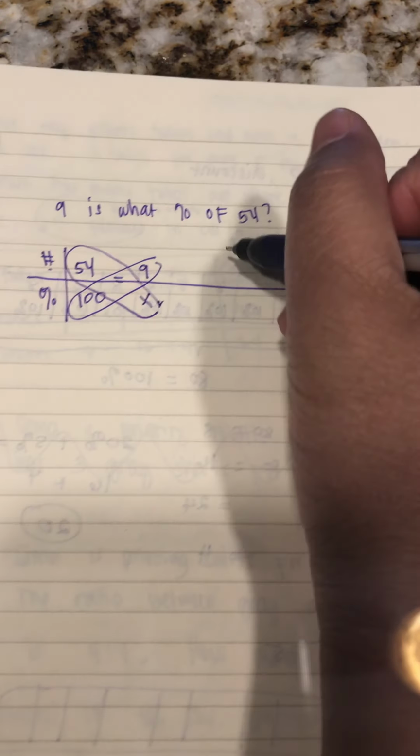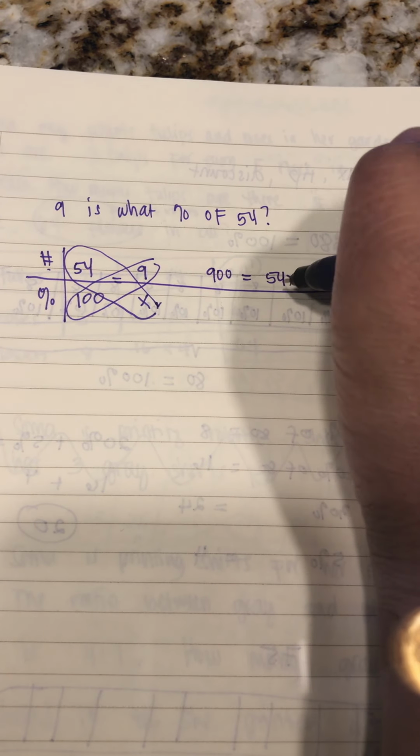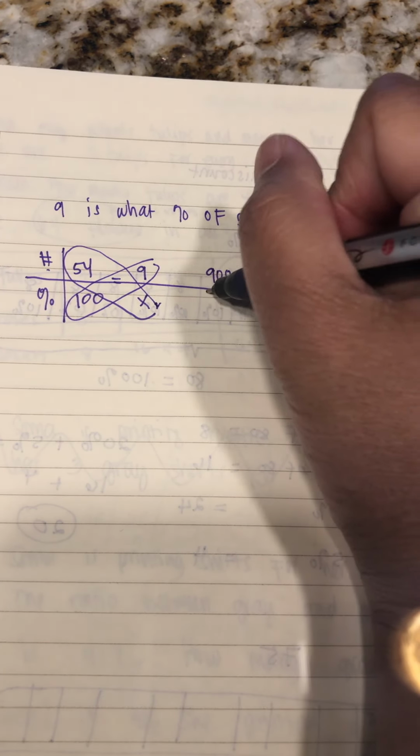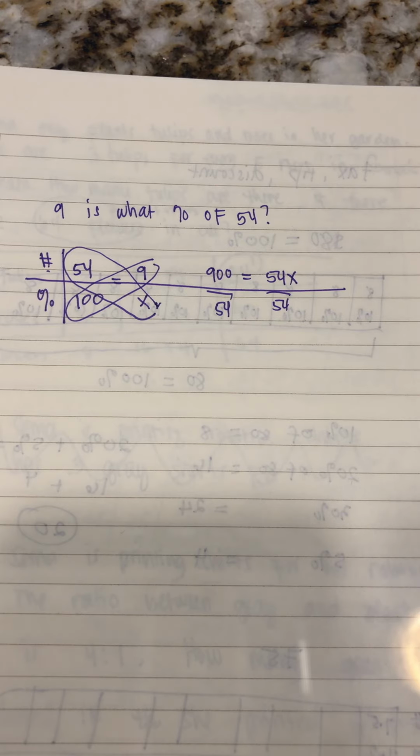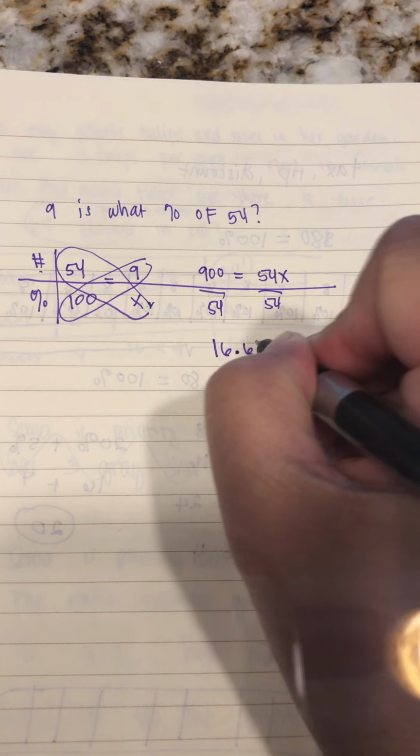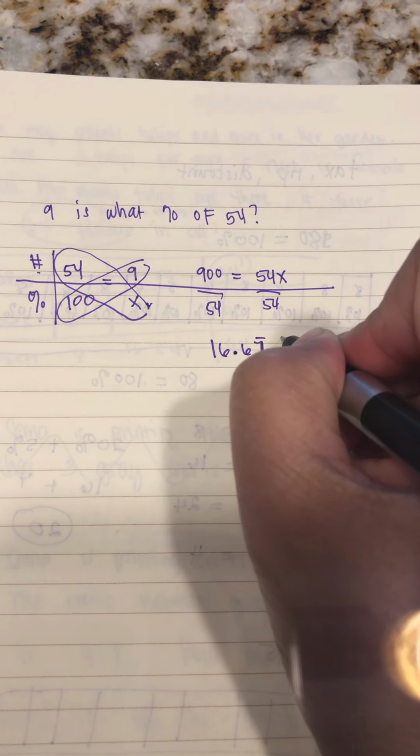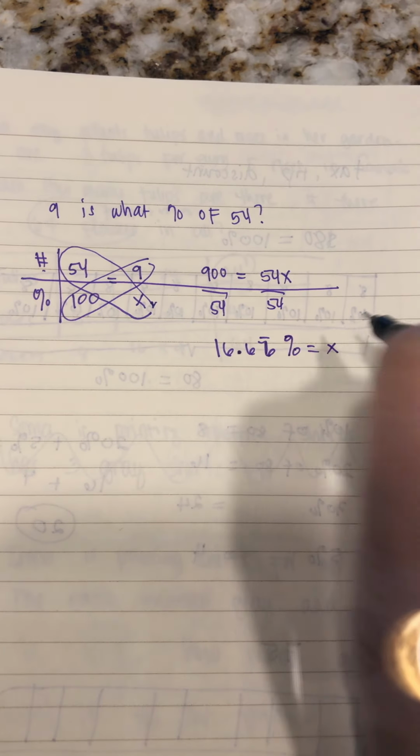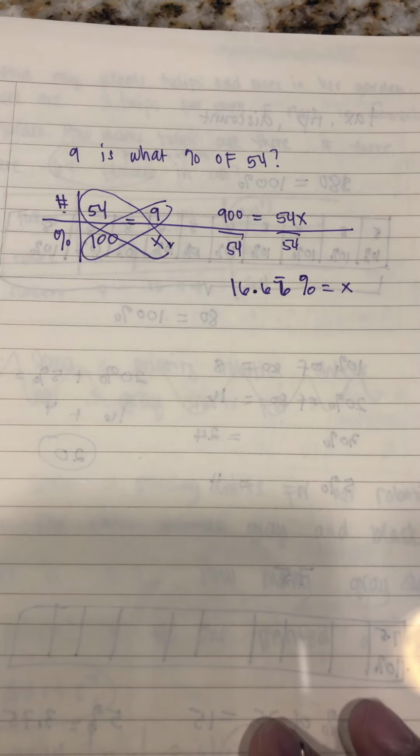So that gives you 900 is equal to 54x divided by 54. Okay, so 900 divided by 54 is 16.67. This is repeating percent. All right, so let's try another one.